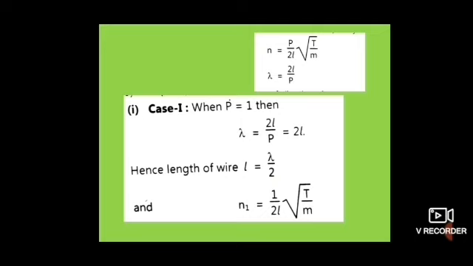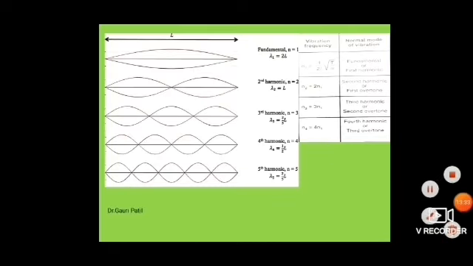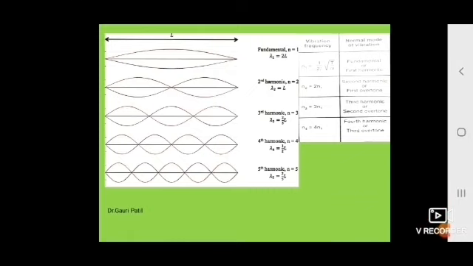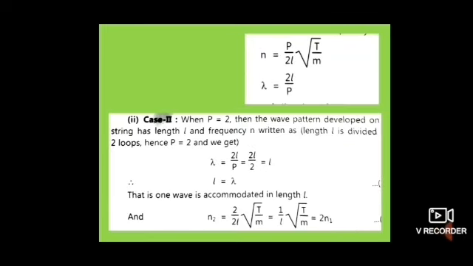Now we consider the second case, where p = 2. The wave pattern developed on the string of length L and frequency n can be divided into 2 loops, when p is equal to 2. So we see the second case, when p = 2.